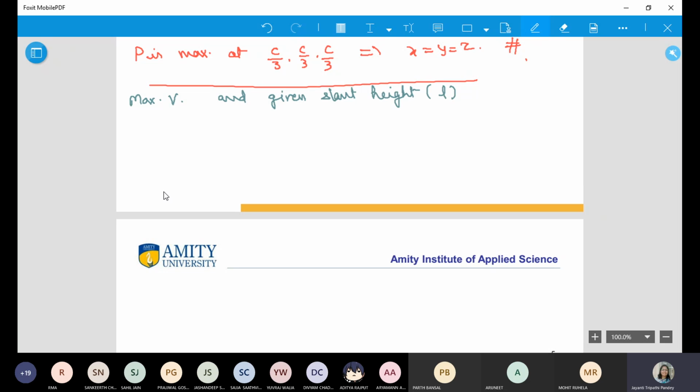L. So first of all, we need to know what you have to find. What is the semi-vertical angle? I hope you remember the semi-vertical angle of a cone. Okay. This is the semi-vertical angle. This is the slant height. So obviously, the radius is L sine theta and the height is L cos theta. Is it okay?